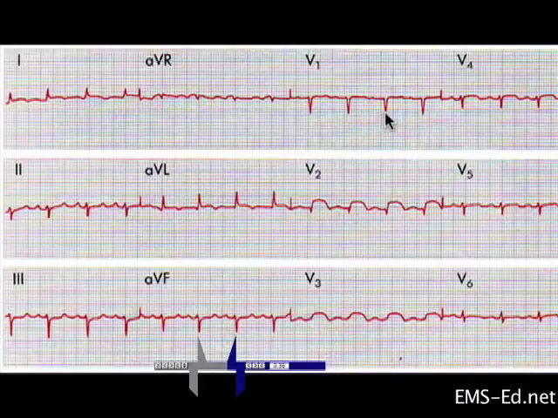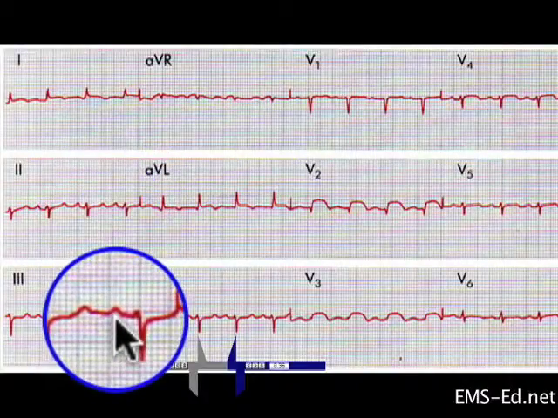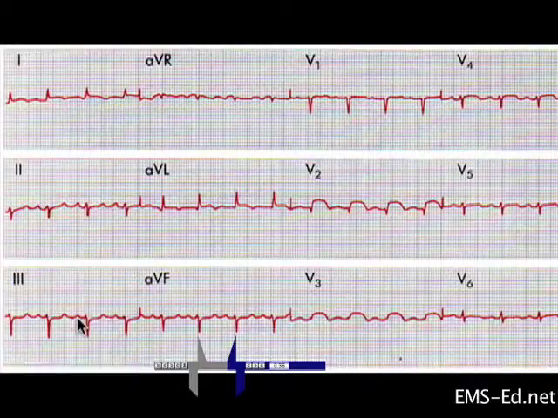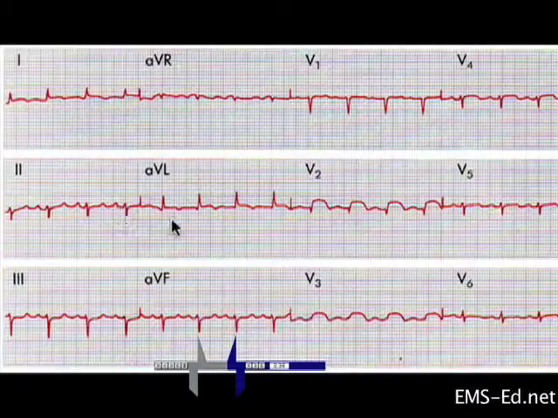Let's consider the P waves. Well, they should be mostly upright and symmetrical. P waves should be less than 2.5 millimeters high and less than 0.12 seconds long, or 3 little boxes, in both directions. The P waves in this tracing appear to be that, and therefore we do not see any evidence of atrial enlargement, either left or right.